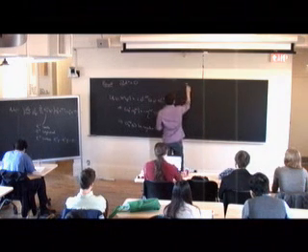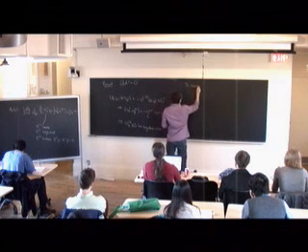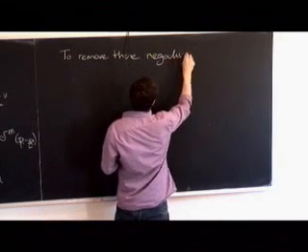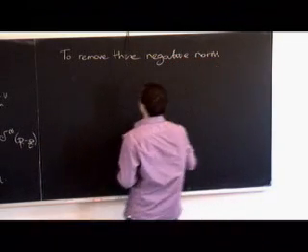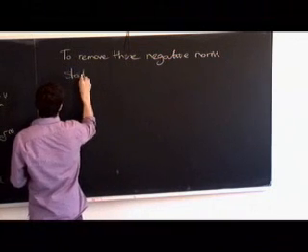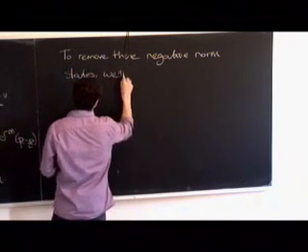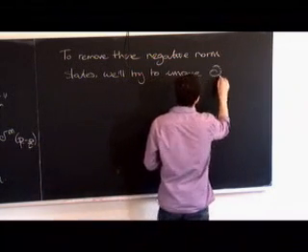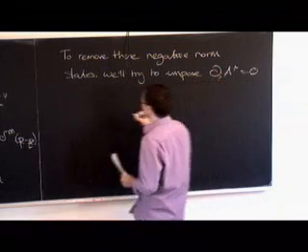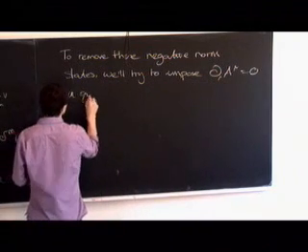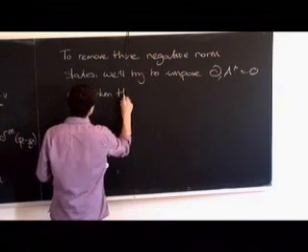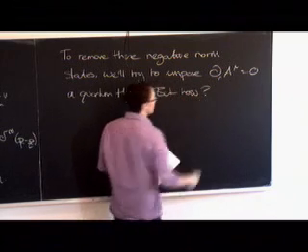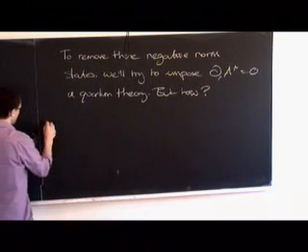So to remove these negative norm states, you'll try to impose the constraint in the quantum theory. Okay, but how are we going to do this?